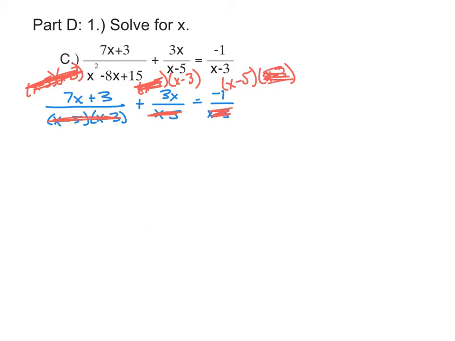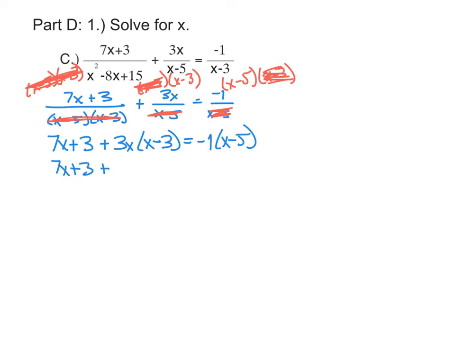So we can rewrite the equation as 7x plus 3 plus 3x times x minus 3 is equal to negative 1 times x minus 5. It's not exactly a super easy equation anymore, but it's not fractions either. So we'll start simplifying by distributing. So we'll get 3x squared here minus 9x. And on the other side we'll have minus x plus 5. Combining like terms, we'll have 3x squared minus 2x plus 3. And the right hand side still stays as minus x plus 5.